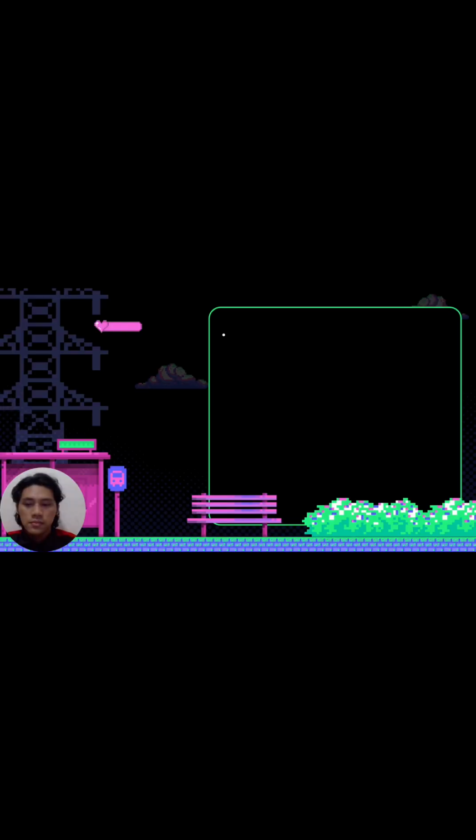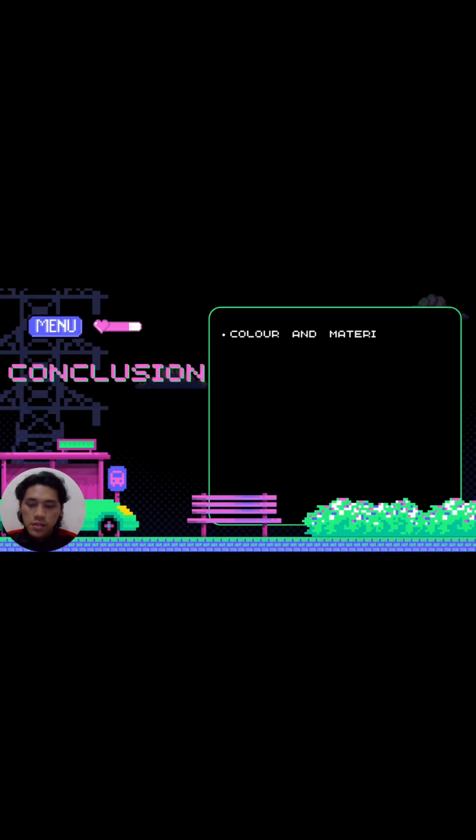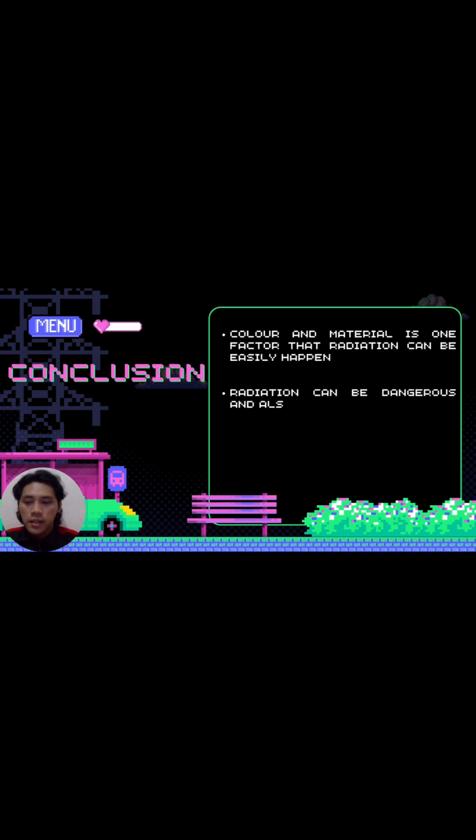Okay, so lastly, in our conclusion from our experiment, we can conclude that color and material are one of the factors that make radiation happen easily. For example, if we compare the colors black and white, we know that black has the highest absorption, so it is easy for heat, or electromagnetic waves, to transfer to the black color.